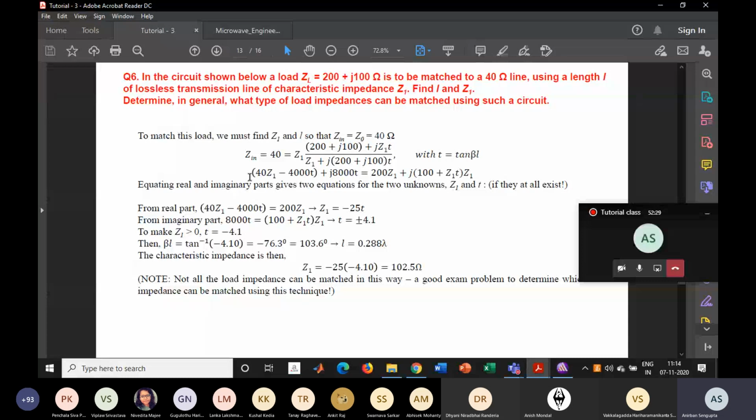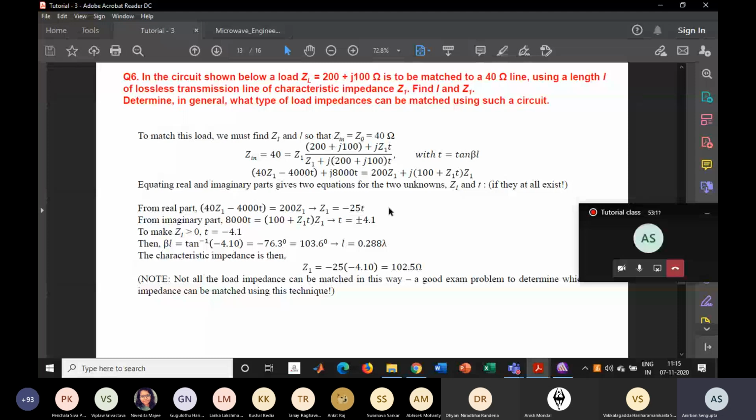So equating the real part, we find 40 Z1 minus 4000 T equals 200 Z1. From here, you can find Z1 as minus 25 T. And from the imaginary part, we can find the T value. T will come out as plus or minus 4.1. But we want Z1 to be positive, so to make Z1 greater than 0, we have to take the negative value of T.